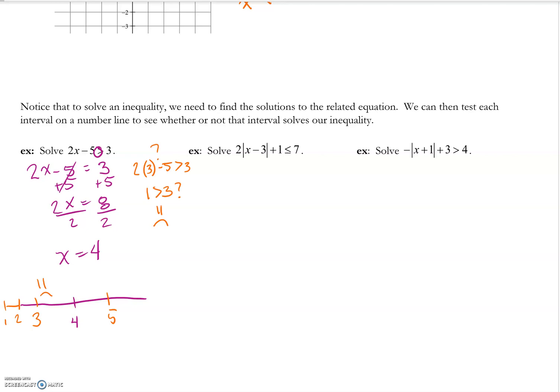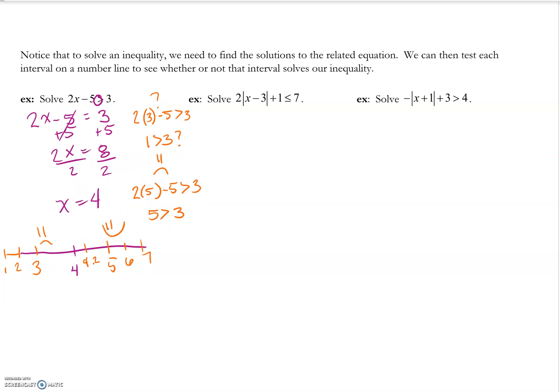So now I'm going to try this number 5. If I plug in 5 now, 2 times 5 minus 5, is that greater than 3? Well, I know that 2 times 5 is 10, minus 5 is 5, and I'm asking, is 5 bigger than 3? Yes, it is, which also means that the number 6, the number 7, the number 8, the number 4.2, all of those numbers would have satisfied the original inequality, meaning that my x values are anything greater than 4.